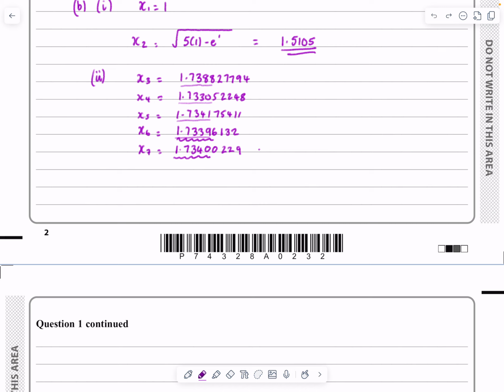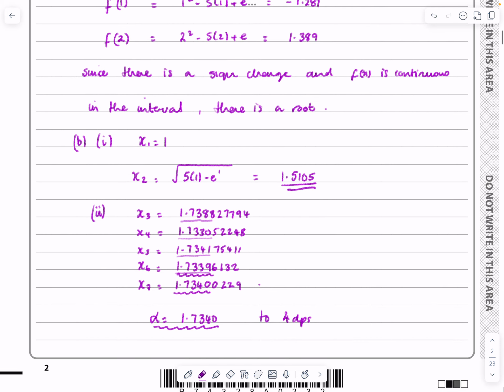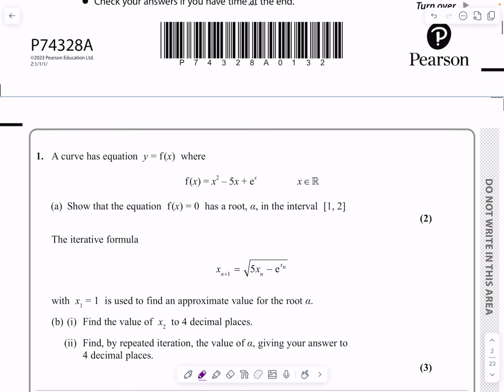So I've gone far enough to now say alpha is equal to 1.7340 to 4 decimal places. And that's what they asked for, to 4 decimal places. It's not going to change there no matter how many more iterations I do. So hopefully that all makes sense.